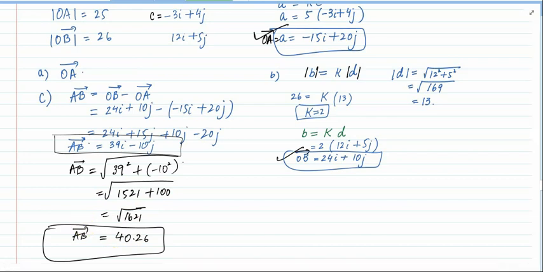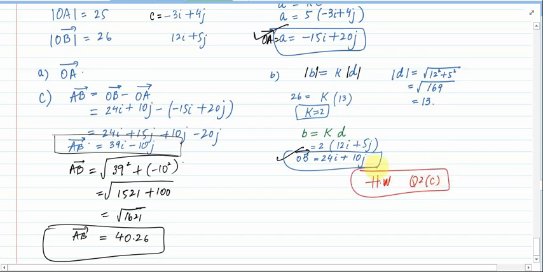Alright class, for the homework part, you need to attempt question number 2 part C from the same exercise which we are doing right now. Make sure that you clearly understand the concept of magnitude and parallel vectors. If the vectors are parallel, the condition is quite the same, that A is equal to K times B. Focus on the letter K because it is very important to find the correct value of K, and you will end up with the right solution.